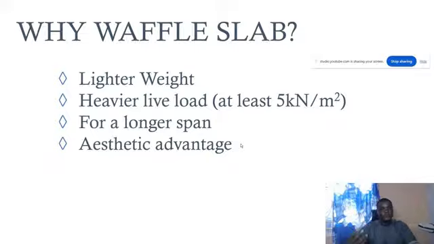So these are some of the advantages, just like a recap: lighter weight compared to their counterparts, heavier live load. Based on theory, they will tell you at least 5 kilonewton per meter square. That should be the minimum when you can say, okay, you want to go for waffle slab, because it's quite expensive. And then it can take a longer span and is aesthetically pleasing to the eye.